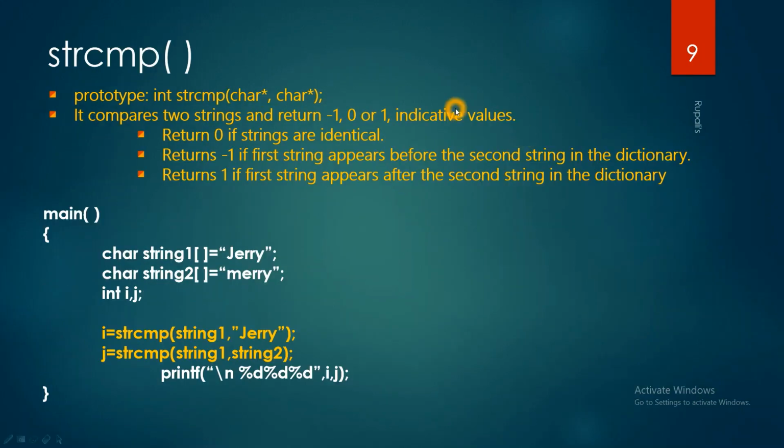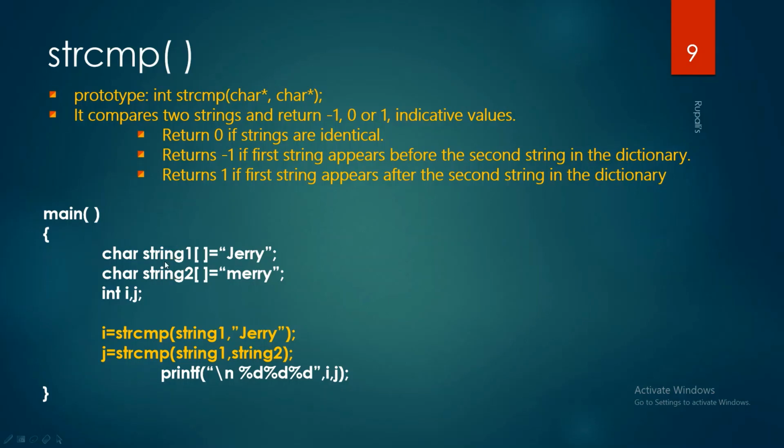Next function is strcmp. The prototype is int strcmp(char *, char *). The parameters are the base addresses of two strings, and it returns an integer. It compares two strings and returns -1, 0 or 1 as indicative values. It returns 0 if the strings are identical, -1 if the first string appears before the second string in the dictionary, and 1 if the first string appears after the second string in the dictionary.